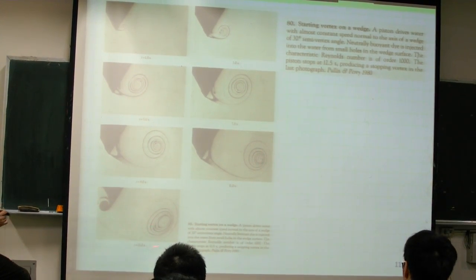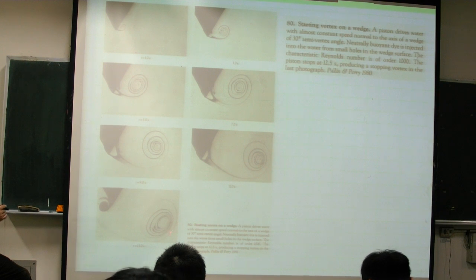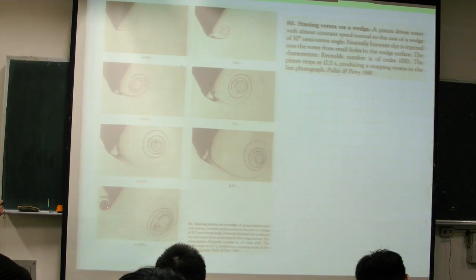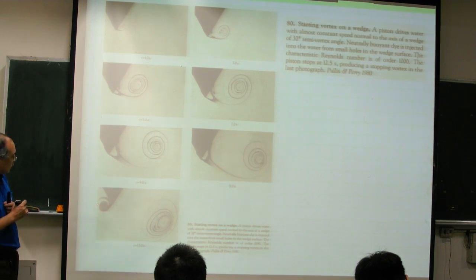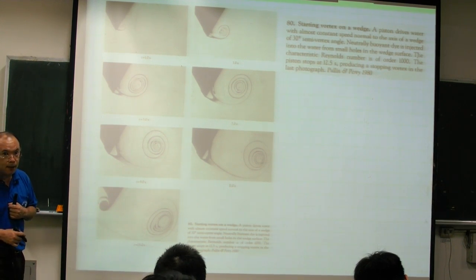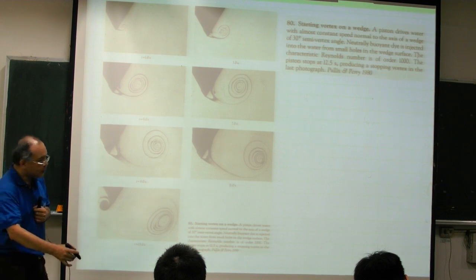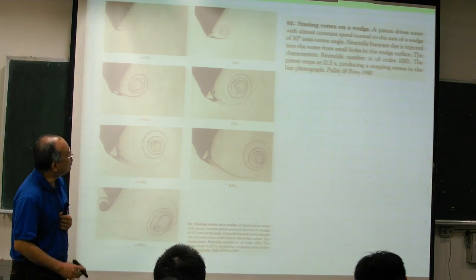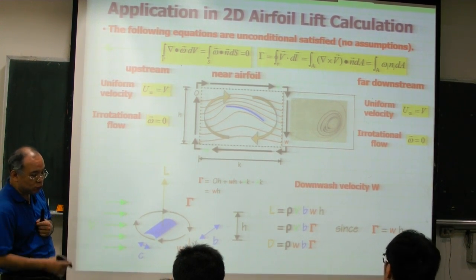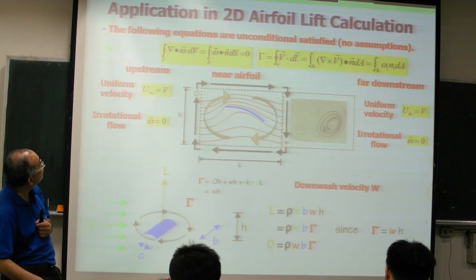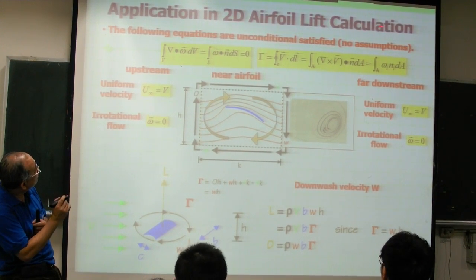So this vortex, the flow is counterclockwise. This is the clockwise direction. A reverse vortex suddenly appears in this place. Based on this, as you can see here, we will apply this to our 2D airfoil lifting calculation.